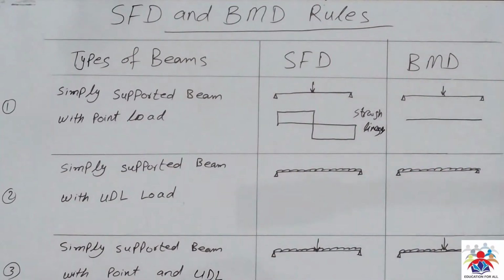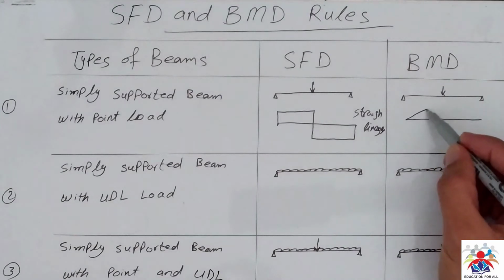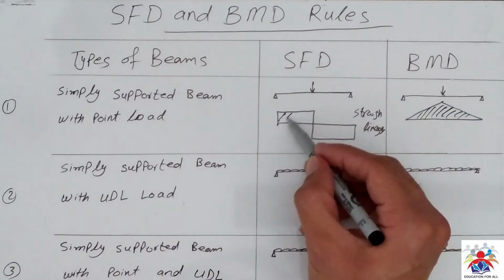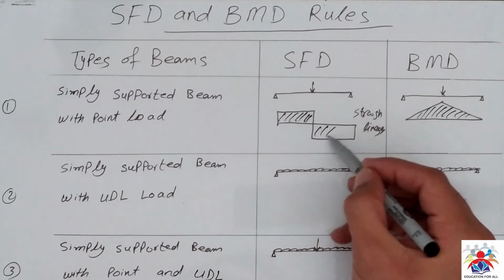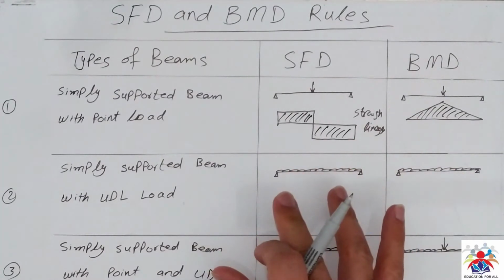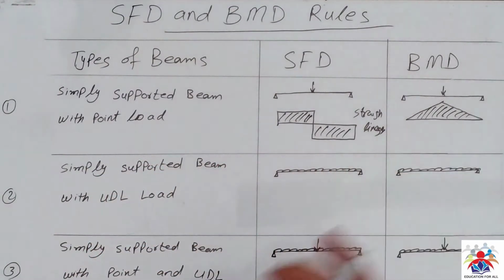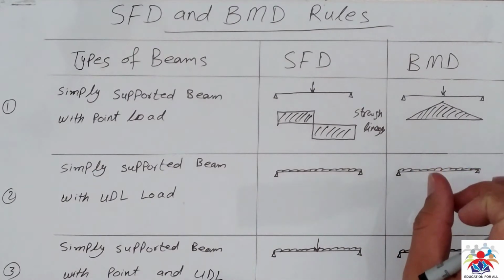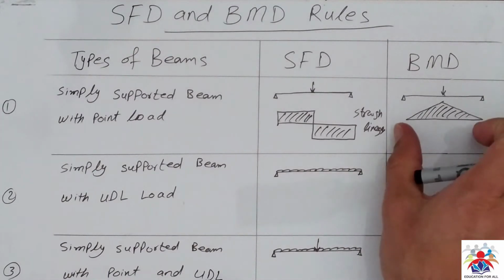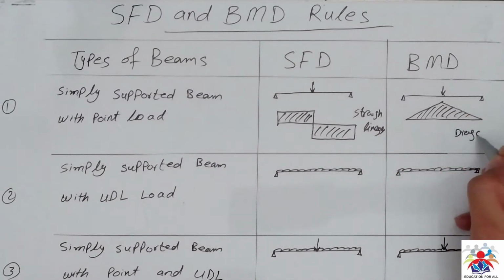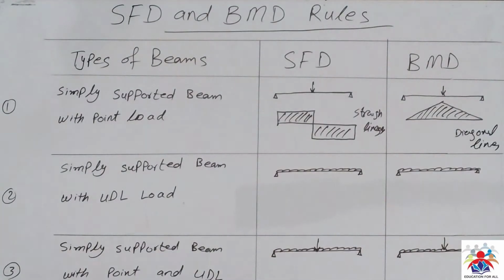And in our bending moment diagram, we will use diagonal lines. So how would our bending moment diagram look? It would look something like that. As you can see, I have used diagonal lines, and in the shear force diagram, I have used straight lines. So the point is, in the shear force diagram of a simply supported beam, you have to draw straight lines. In the bending moment diagram of a simply supported beam with load acting in the middle, you use diagonal lines, as you can see.